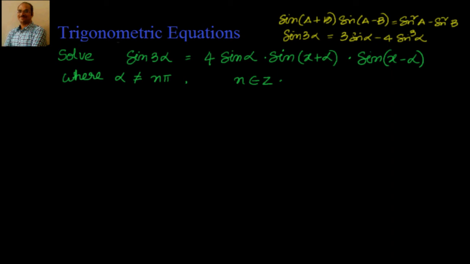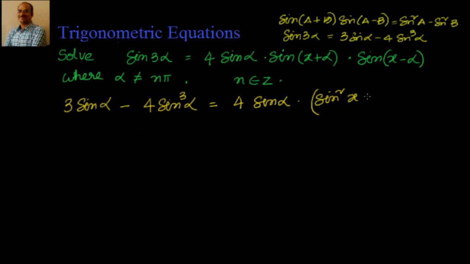So let's proceed. I am writing this as it is. If I expand this form, sin 3a equal to 3 sin a minus 4 sin cube a, that means 3 sin alpha minus 4 sin cube alpha, because a equal to alpha, equal to 4 sin alpha into sin of x plus alpha into sin of x minus alpha. This is nothing but sin of a plus b into sin of a minus b. So I can write it as sin square a minus sin square b, that's nothing but sin square x minus sin square alpha.